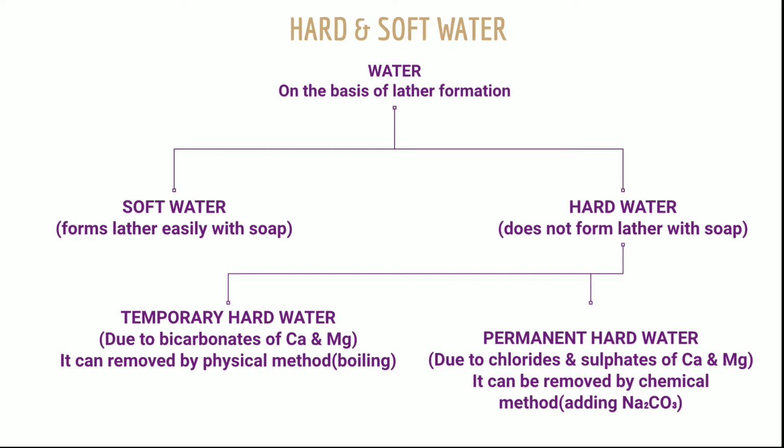Permanent hardness occurs due to the presence of chlorides and sulfates of calcium and magnesium metal. This can be removed by adding some chemicals to it, not by boiling. Some chemical reaction has to take place. But in temporary hardness, it was a physical method, by boiling. To remove permanent hardness, we need to add a chemical, that is sodium carbonate. We add it, and then we can remove the permanent hardness of the water.